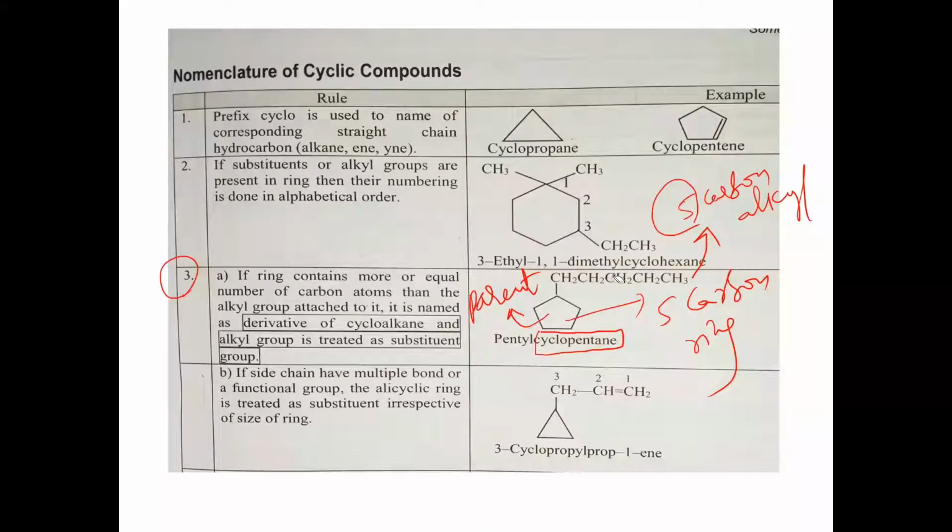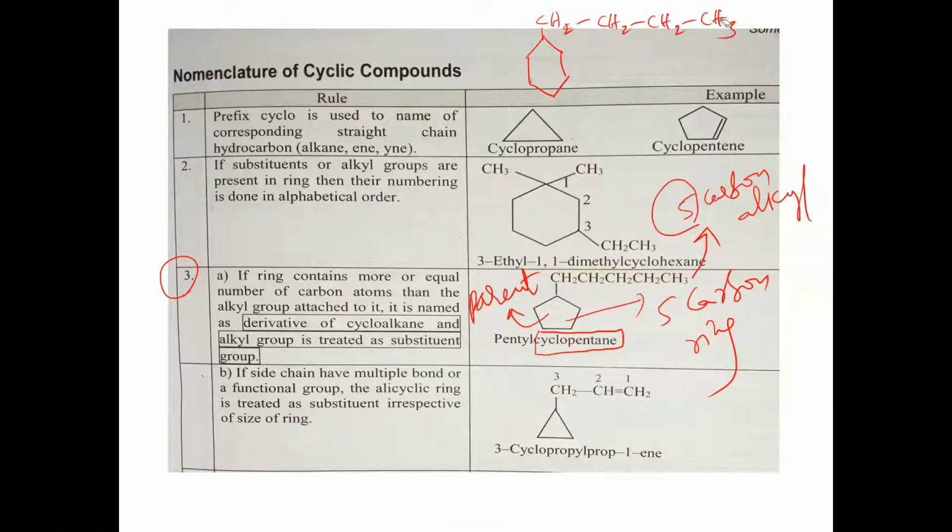In which case do we take the ring as parent compound, the cycloalkane? If the number of carbon atoms in the branch and the ring are the same, the ring only is taken as parent. Otherwise, if the ring has more carbons, suppose I take a compound like cyclohexane. I'm writing CH2 bond, CH2 bond, CH2 bond, CH3.